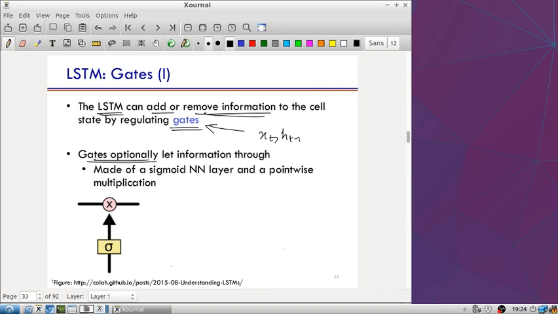What are these gates? Gates are basically made of a sigmoid neural network layer. Instead of the tanh before, where there was one, now we'll have multiple gates. Each gate is a neural network layer, which I'm going to represent as a yellow block. The nonlinearity is represented inside the block, and there'll be pointwise multiplication with its output.